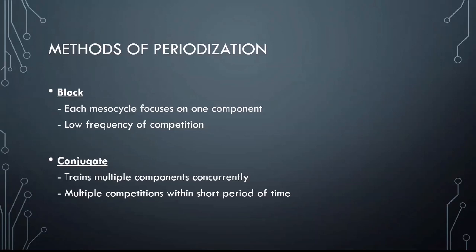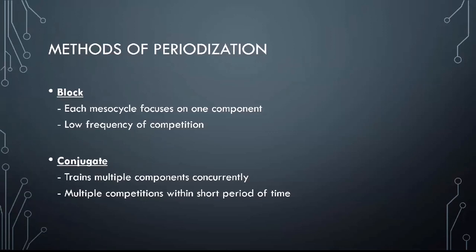There are various ways we can plan a periodization program. Firstly, the block method. In this method, we focus on one particular component during each mesocycle. For example, I have an 8-week mesocycle for training maximum strength. After that, I'll have another 8-week mesocycle for training muscular power. This method is usually used when there is a low number of competitions during the macro cycle.